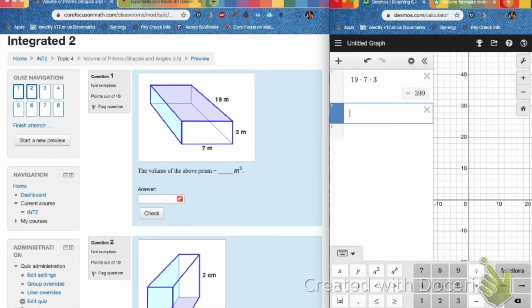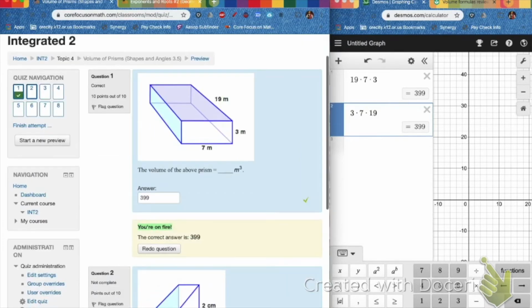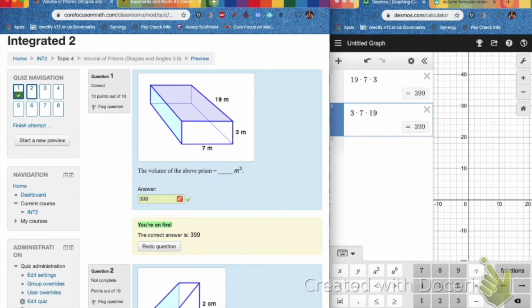And you'll notice if I did it in a separate order, like 3 times 7 times 19, I'd also get 399, and that would work for any possible combination of those three when multiplied together. And 399 is all we need. We do not need our units because they are already given for us over here. Always just the number.